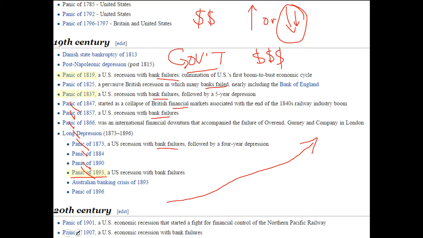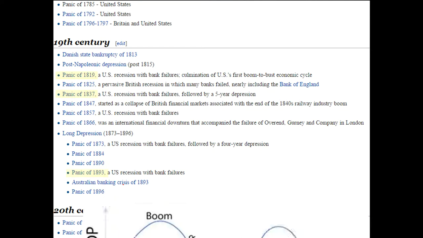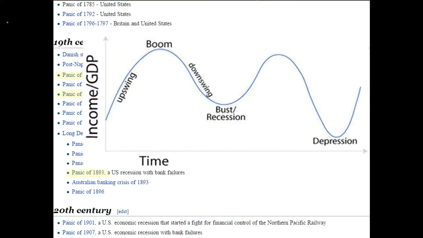I need to erase all that from the screen so that I can show what I want to show. All right. So typically, the economy, it says income or GDP, basically just imagine that that's money, good money. People have money to spend, things are getting bought and sold.